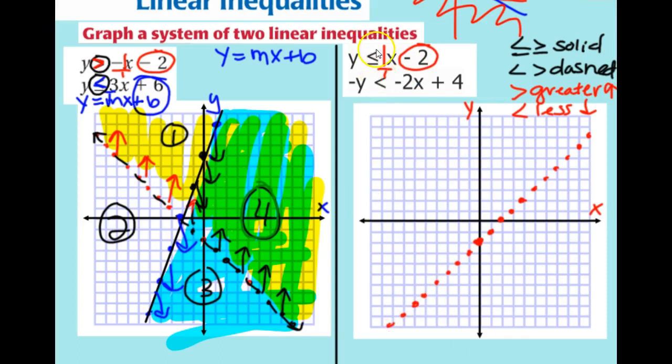This inequality has the equal to, so it's a solid line. So draw your line through there. And then, like an L, less than would be shading below the line.